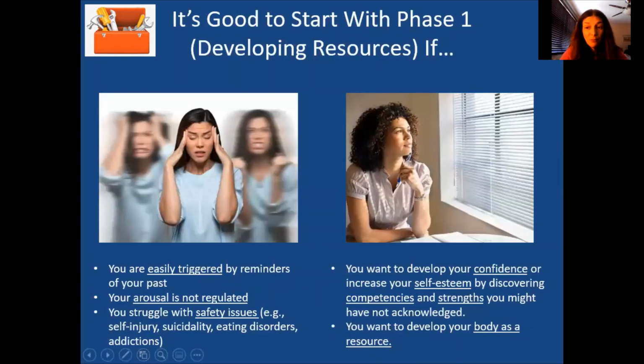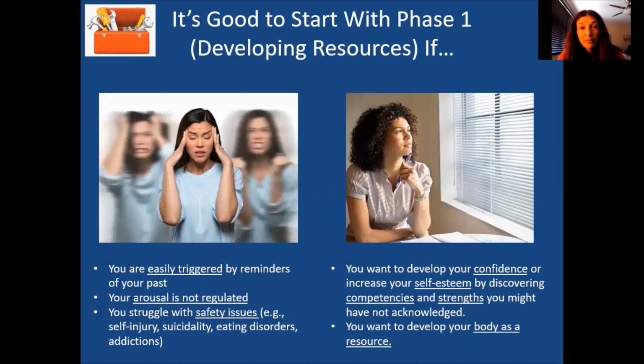So as I've hinted before, it's good to start with this phase one, especially if you're finding yourself easily triggered, right? So if it's hard to get through a day without having other triggers about your past, if you're feeling like overwhelmed a lot, if you have strong levels of emotion, if it doesn't take much to stress you out, okay?